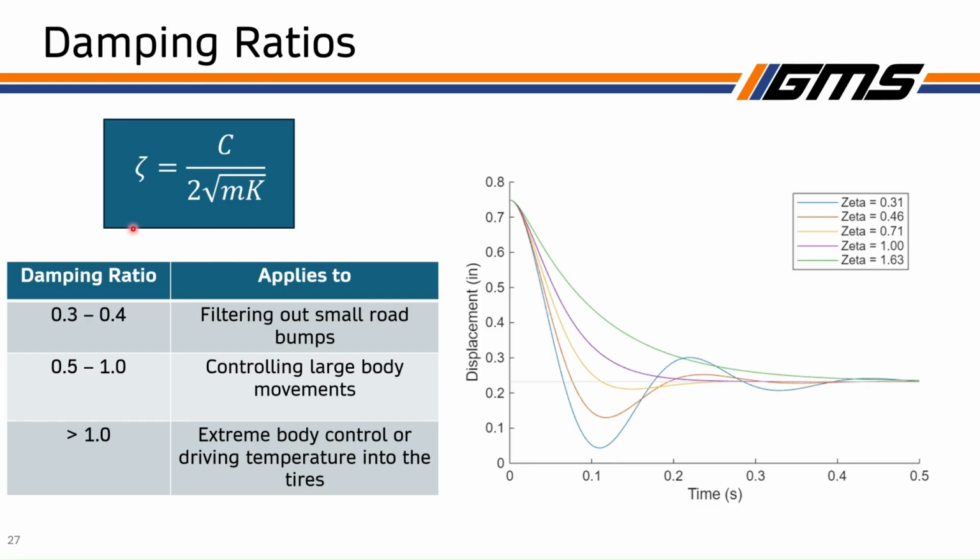And so you can get different damping ratios depending on your low speed region and your high speed region. And these are going to apply to different aspects of what you're trying to do with the car. 0.3 to 0.4 is going to filter out small road bumps, so very small changes in the surface of the road. 0.5 to 1 is going to control large body movements like braking, accelerating, and turning. And then greater than 1 is going to do some extreme body control with a very high downforce car, right? More downforce than a Formula Student car is going to make, or driving temperature into the tires.